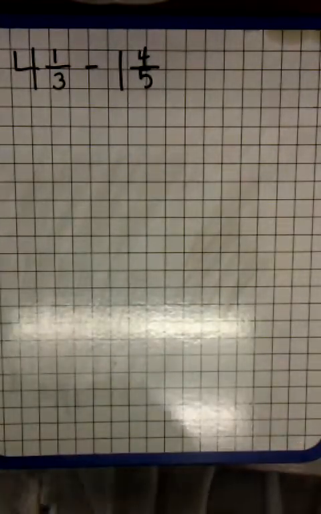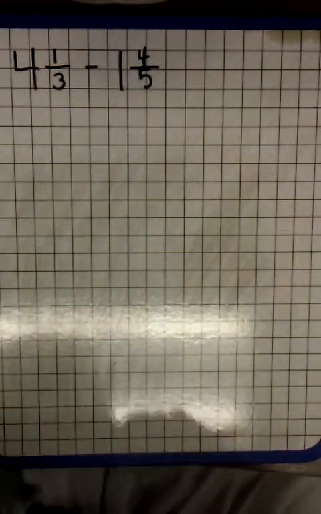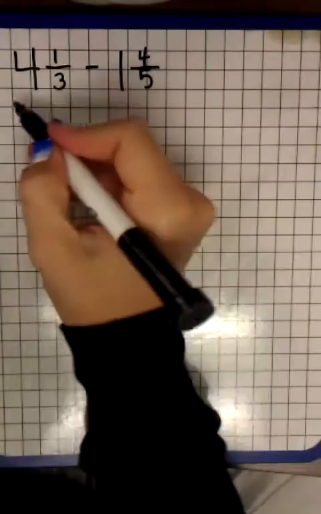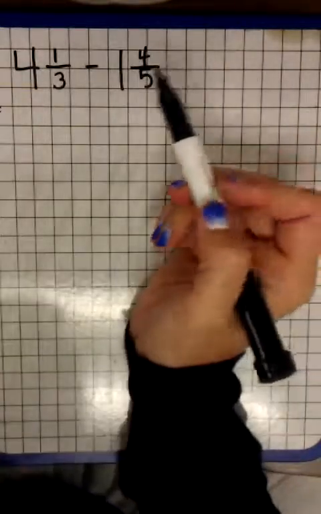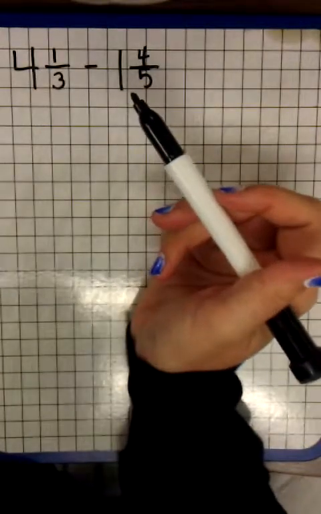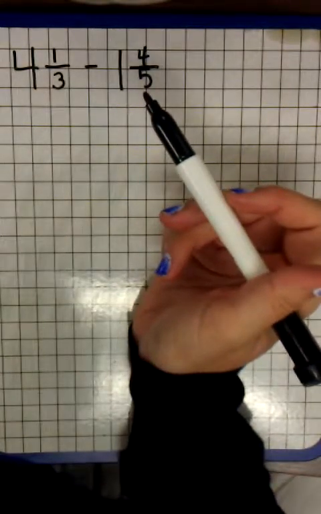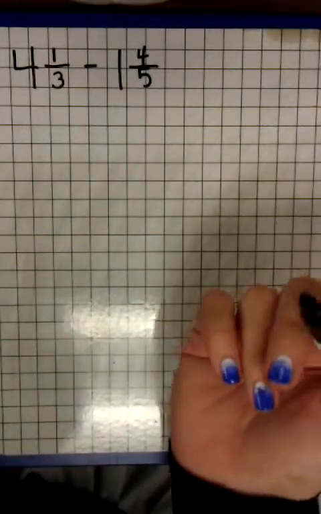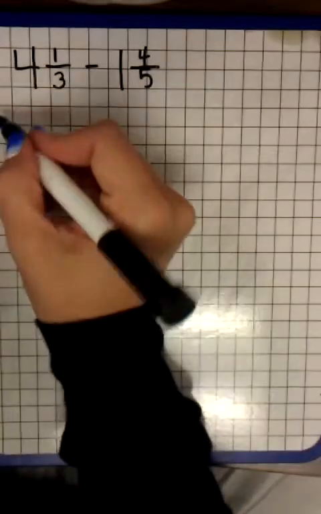All right, I'm going to demonstrate how to subtract mixed numbers with unlike denominators using renaming. I'm going to show you the strategy using turning them into improper fractions. So first thing I'm going to do is turn both of my mixed numbers into improper fractions.